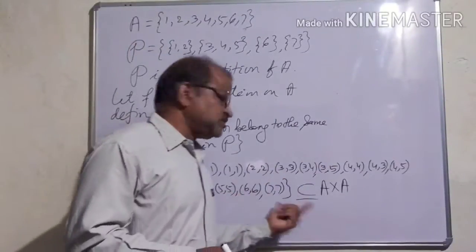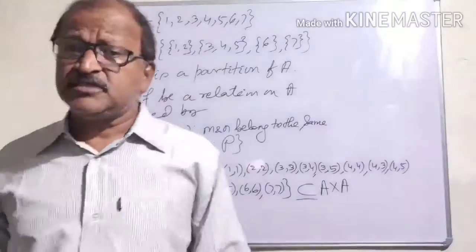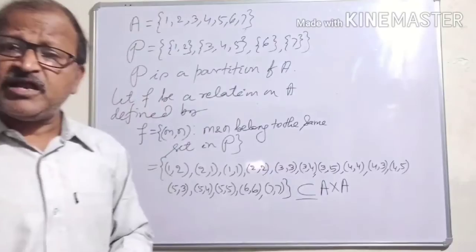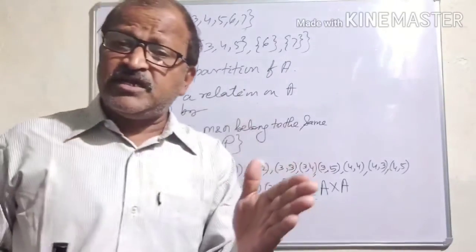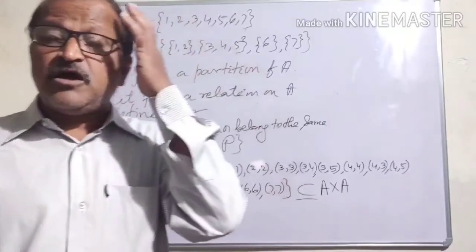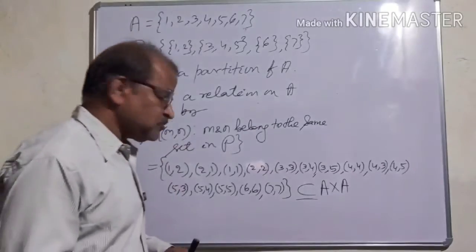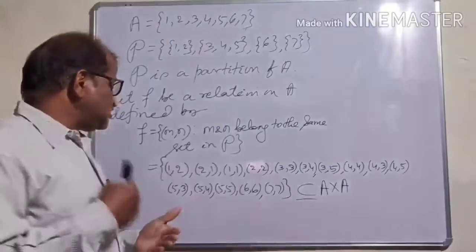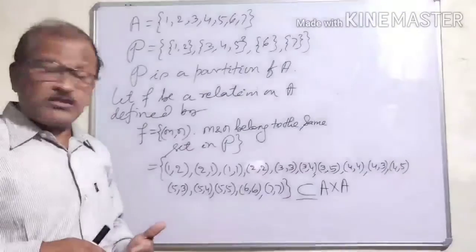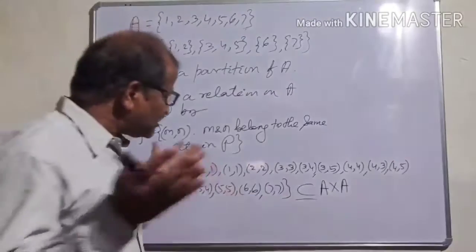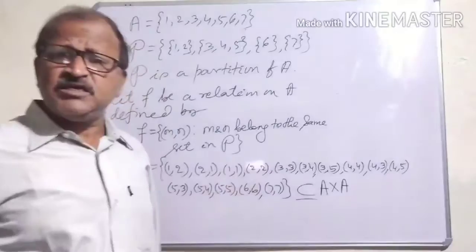Then 5 6 we cannot. Yes, it is symmetric. That means we are unable to find an example where x is related to y but y is not related to x. So we cannot find such an example. So we have to accept, yes, it is symmetric.